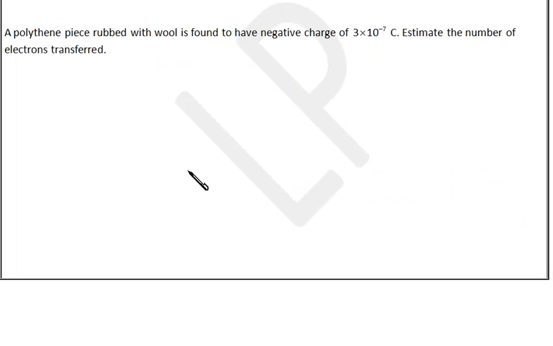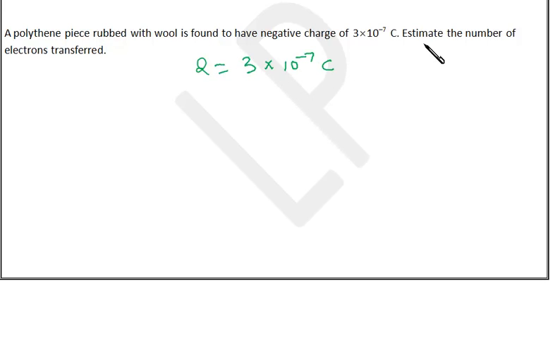Now let's see this problem. A polythene piece rubbed with wool is found to have negative charge this much, right? So Q is 3 into 10 raised to power minus 7 coulomb. Estimate the number of electrons transferred. Now friends, what is the charge on one electron? Charge on one electron will be equal to 1.6 into 10 raised to power minus 19 coulomb, right? The total charge is this. Charge on one electron is this.